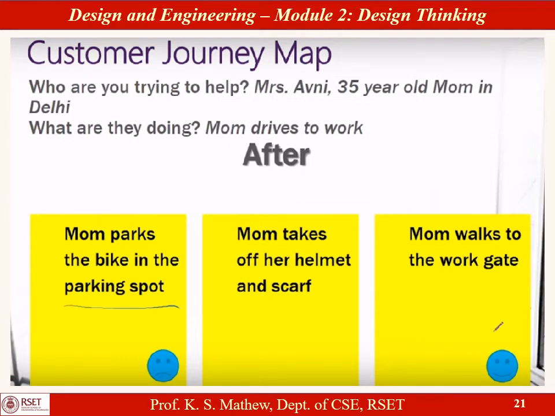And after what happens, after reaching the office, what happens? Mom parks the bike in the parking spot. Mom takes off her helmet and scarf, and mom walks to the work gate, right? And she is happy. Here she is not happy. So that's how a journey map is.